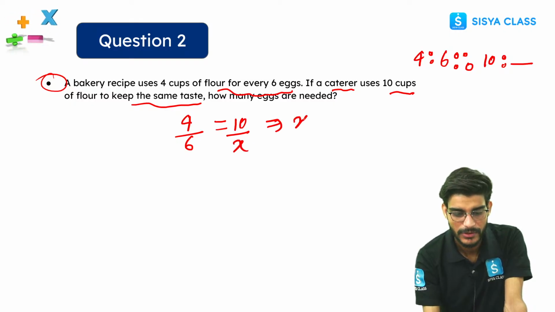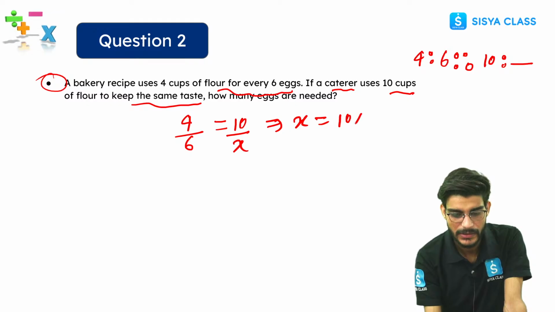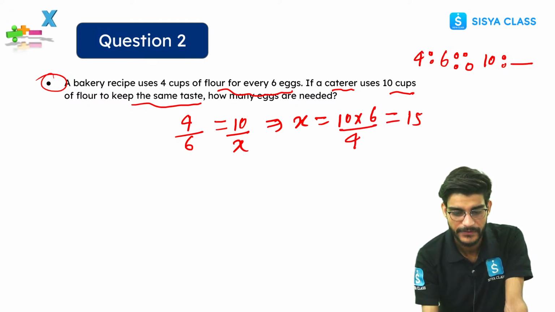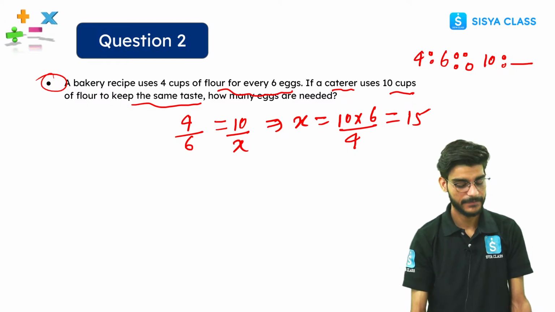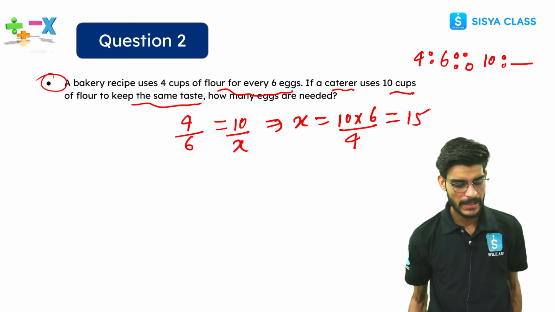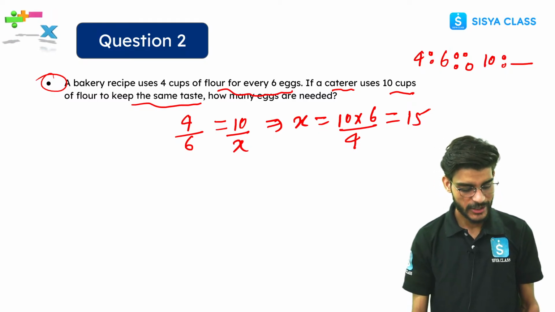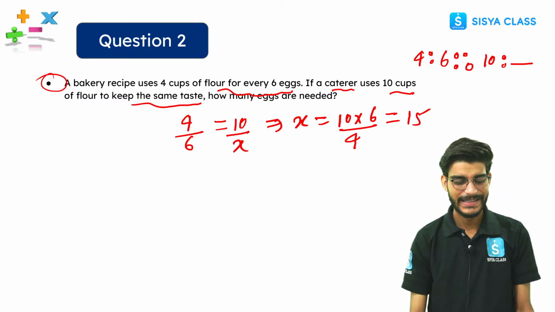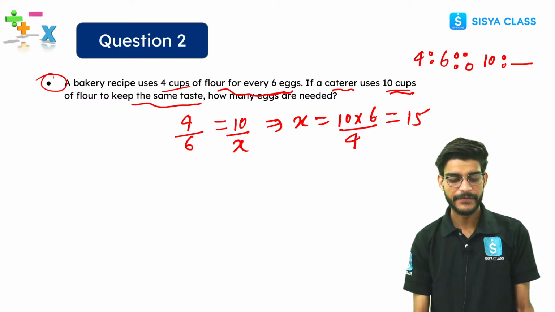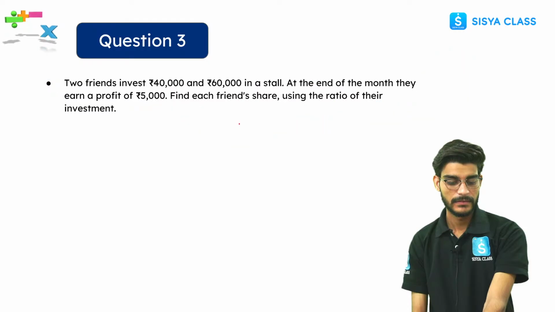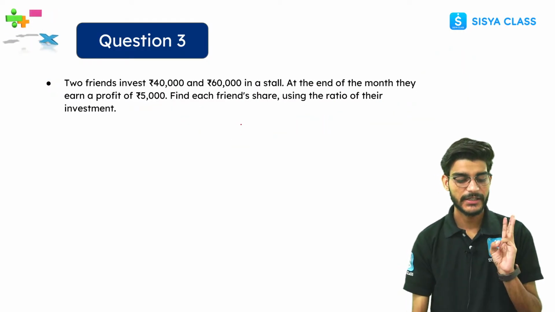So X equals 10 into 6 divided by 4. That is 15, because 10 into 6 is 60, divided by 4 is 15. This is done. Question number 2 is over. Easy peasy lemon squeezy, very simple question. 4 cups, 6 eggs. So for 10 cups, 15 eggs. Okay, now let's do question number 3.